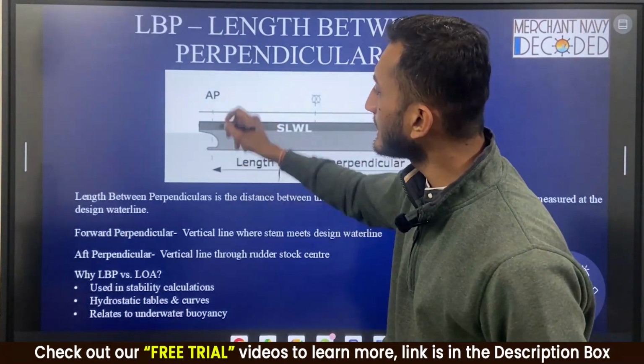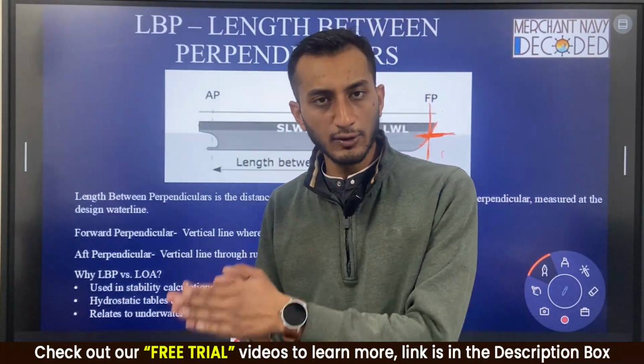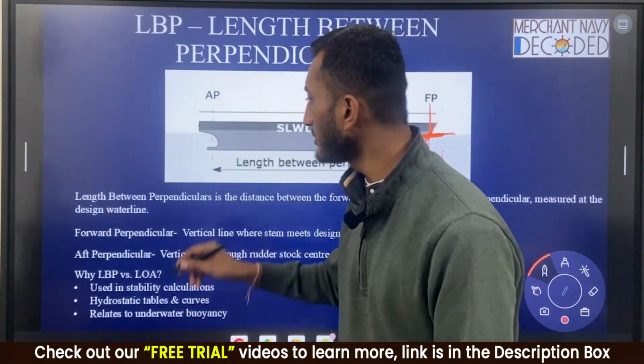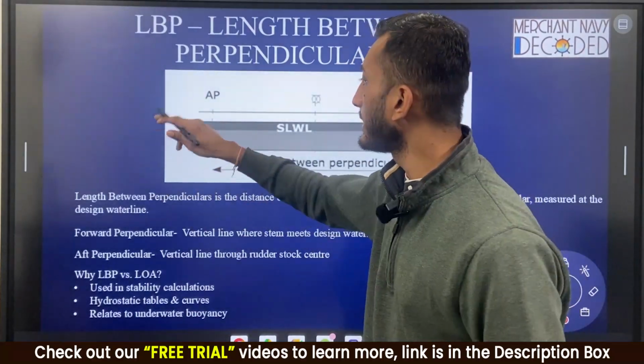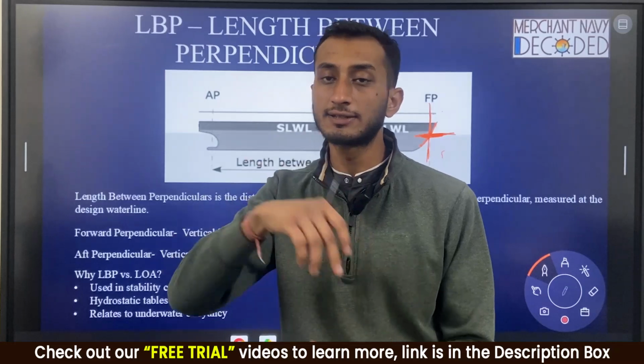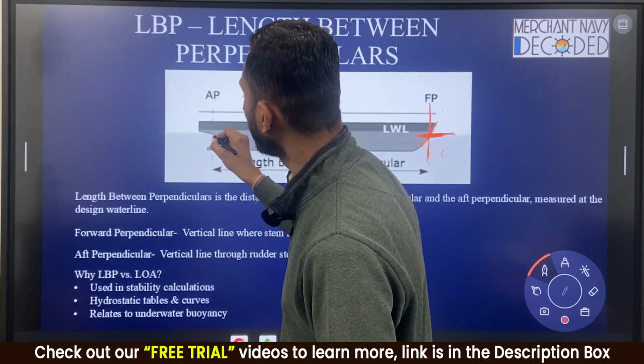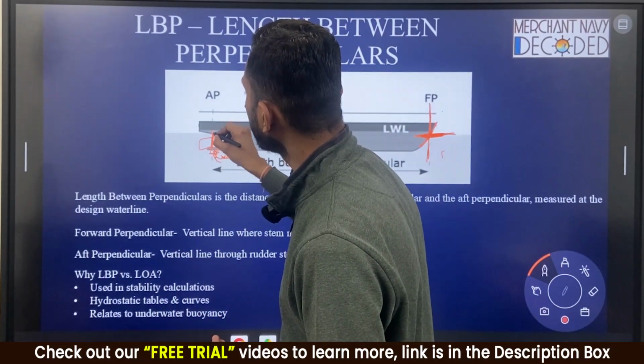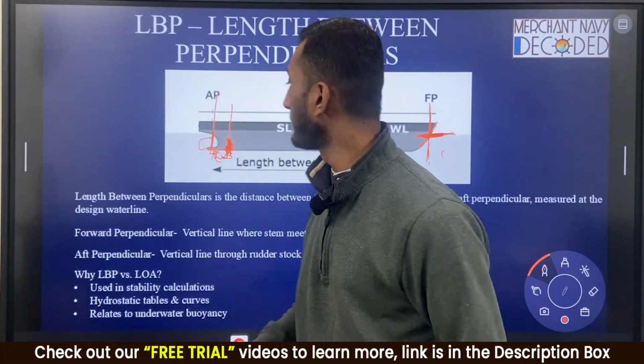Now this is the aft perpendicular. It is generally easier to understand. The aft perpendicular is a perpendicular again to the water line, not to anything else, which is taken from the center of the rudder stock. If the rudder is over here, this is the center of the rudder stock, and we take the aft perpendicular from there.